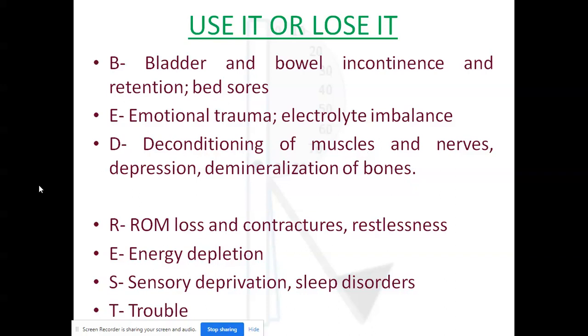Coming to point D: deconditioning of muscles and nerves, also leading to depression, and demineralization of bone. Deconditioning of muscles and nerves is caused due to inactivity, so no signal is passed to the brain, hence there is deconditioning of muscles and nerves. Depression, I already told you. Demineralization of bone: Wolff's law tells that compression or stretching of the bone leads to an increase in bone strength, that is, mineralization of bone. So when there is no load on the bone, there is demineralization of the bone during bed rest.